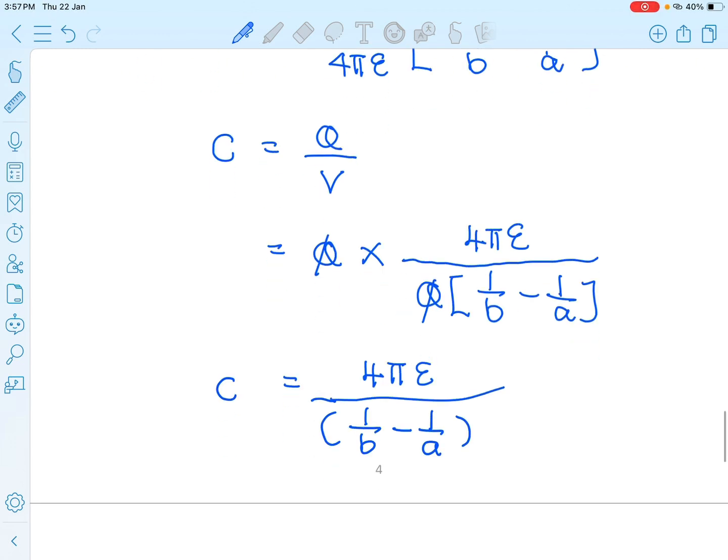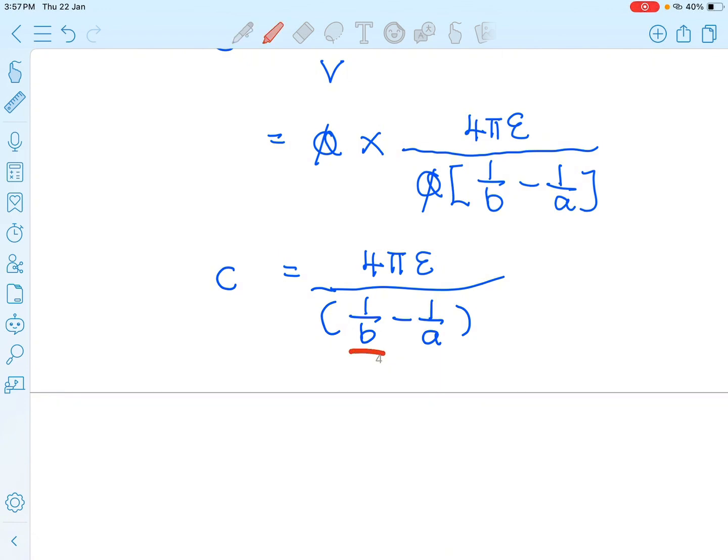Don't worry about the positions of these 1 over b and 1 over a. In fact, they are the same thing because the capacitance cannot be negative. So it is fine if you rewrite it to be 1 over a minus 1 over b in order to get a positive value.